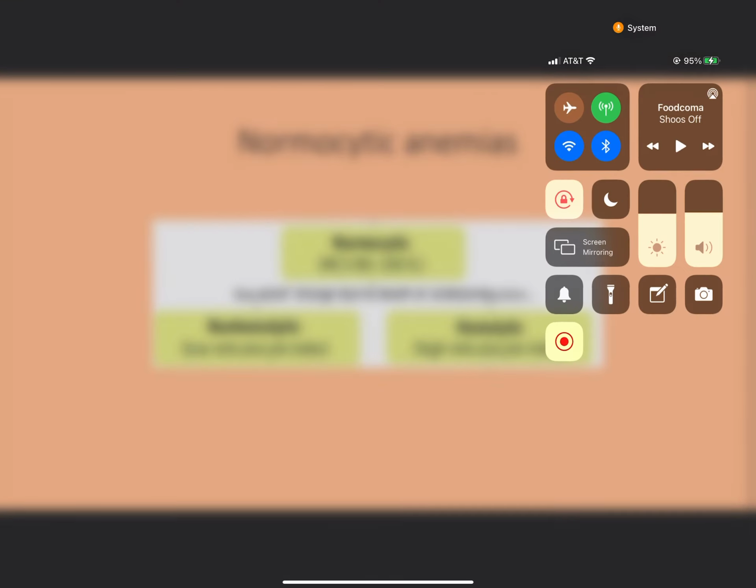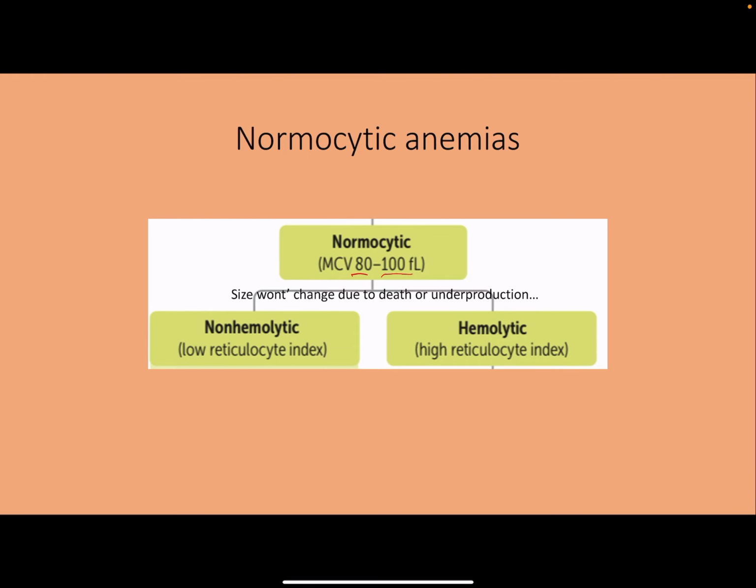Normocytic. The normocytic anemias are characterized by a mean corpuscular volume from 80 to 100. So this is a normal size. This is what they should be. And if you think about this, these fall into 2 categories.